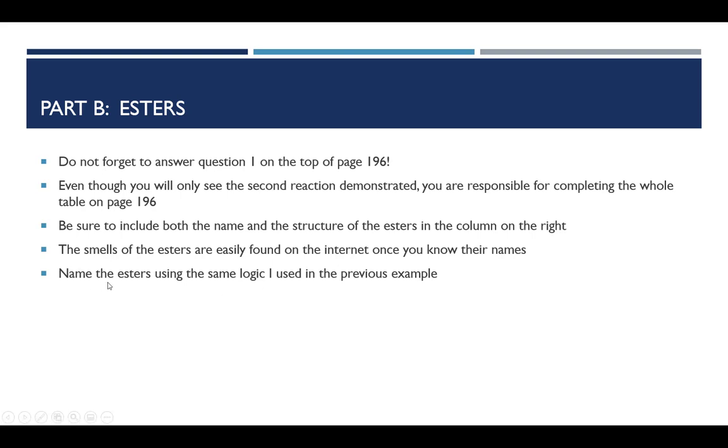And then you want to name the esters using the same logic that I used in the previous example. Be particularly careful for the one that uses benzyl alcohol, because when we have benzyl, remember that was the first name. The same thing later on when you use, for example, 1-octanol as one of the reagents. That would give you an octyl ester. Pentanol would give you a pentyl.